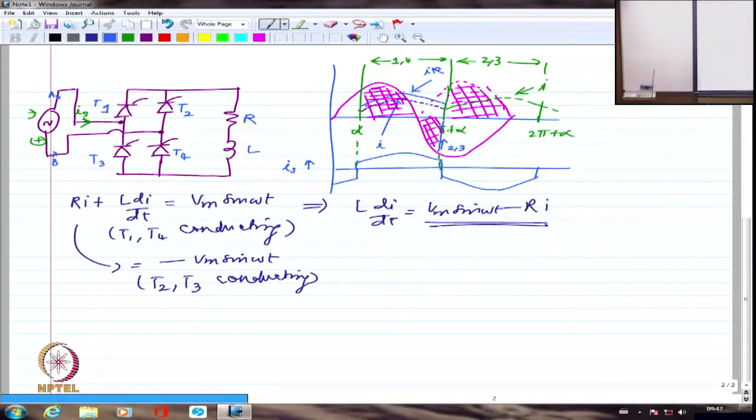So I will have the phase shift between the voltage and current to be actually alpha, because voltage had the zero crossing here, whereas current is having the zero crossing here. Right? So I will have the shift between the positive going zero crossing of the voltage and positive going zero crossing of the current, and negative going zero crossing of the voltage and negative going zero crossing of the current. The shift is exactly the same because I have done symmetrical firing.